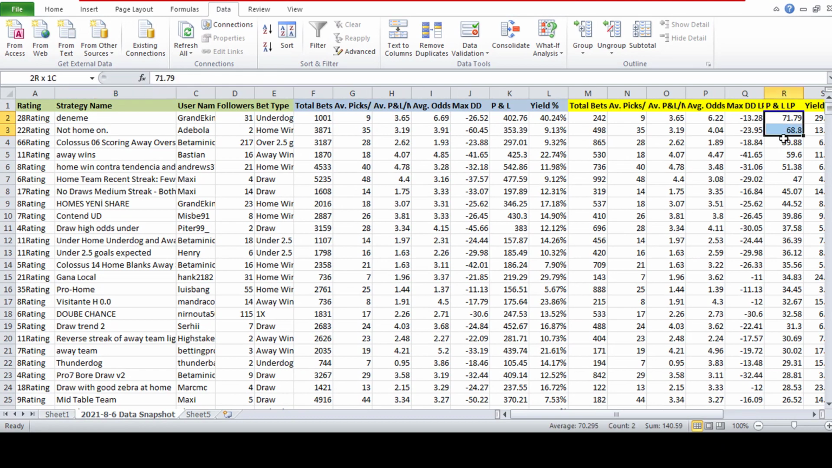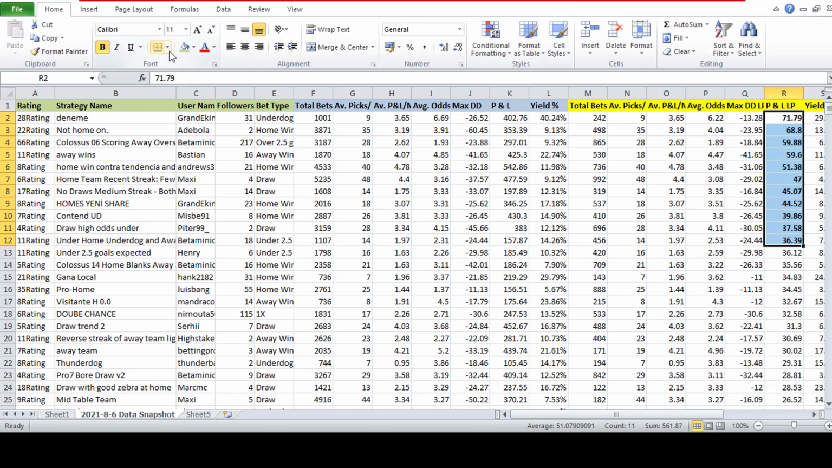Then once I've ranked them, then I highlight the top 10 or the top 5 or whichever ones have values I like. So I'm going to highlight and bolden all of those strategies that have over 30 points profit. And then I'm also going to take a look at how many total bets they have. So they have lots of total bets over 100.